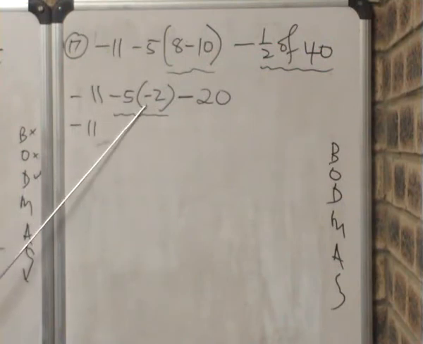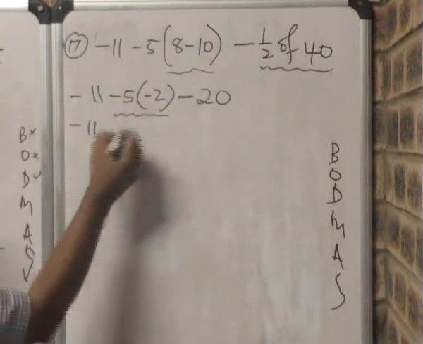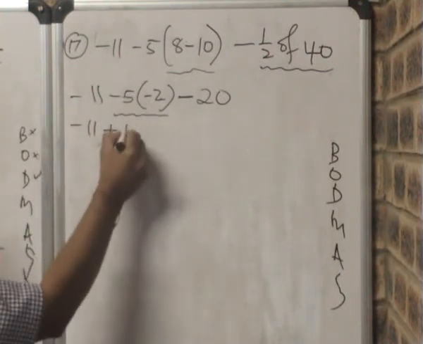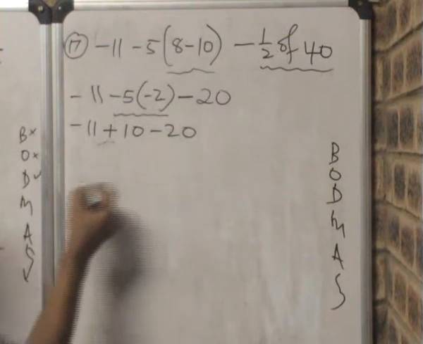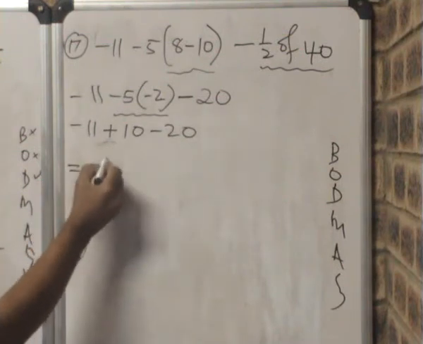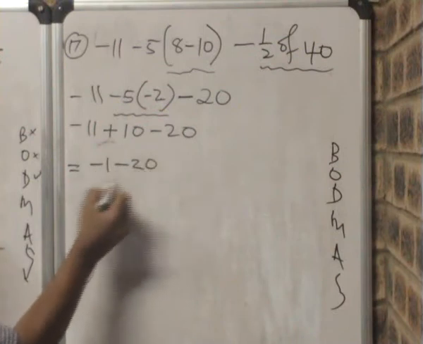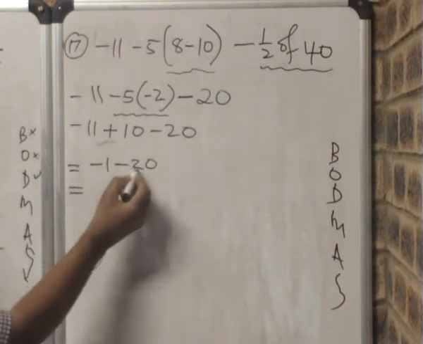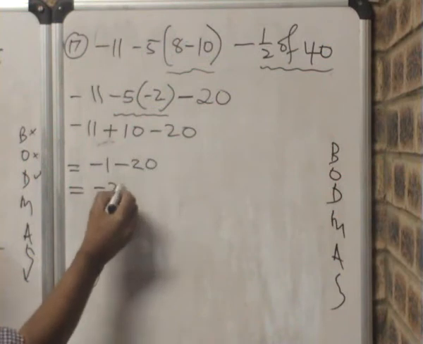Minus 5 minus 2 means minus 5 times minus 2. Well, a minus times a minus gives you a plus. 5 times 2 gives you 10. Minus 20. Moving from left to right, minus 11 plus 10 will give me minus 1. And there's the minus 20. I'm owing 1. I'm owing 20. I'll end up owing 21.